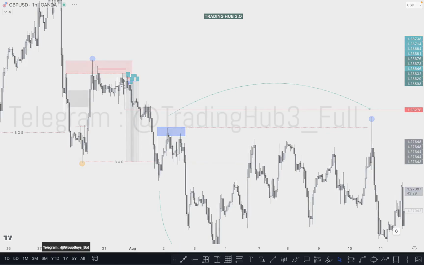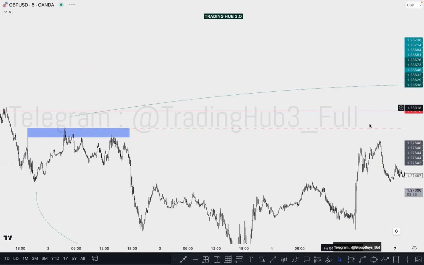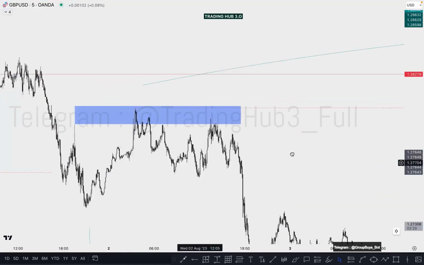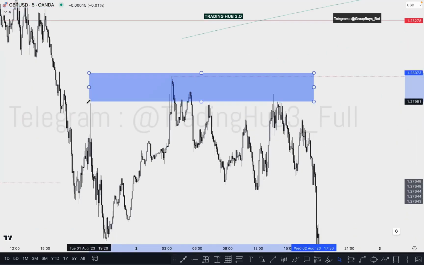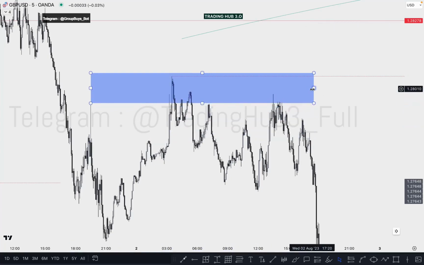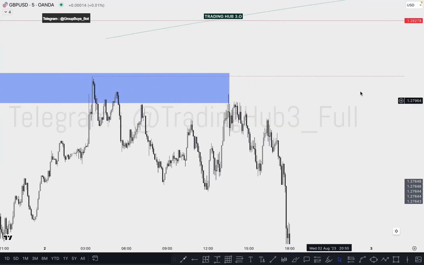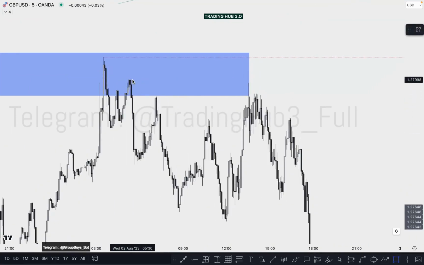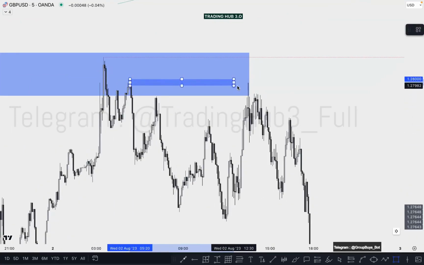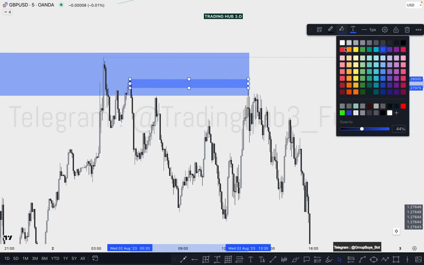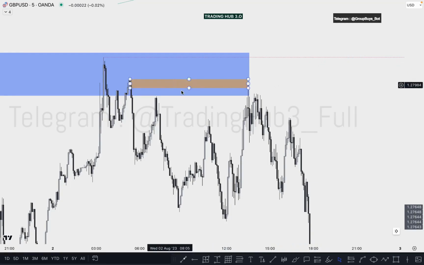Okay, now I'm going to show you one more thing. Look at this picture here very carefully. Look at this one. What happened here? This was our hidden supply zone right here. Okay, price stepped here, mitigated this point, and then what happened here? Look at this one carefully. This was our unmitigated order block at this point right here.